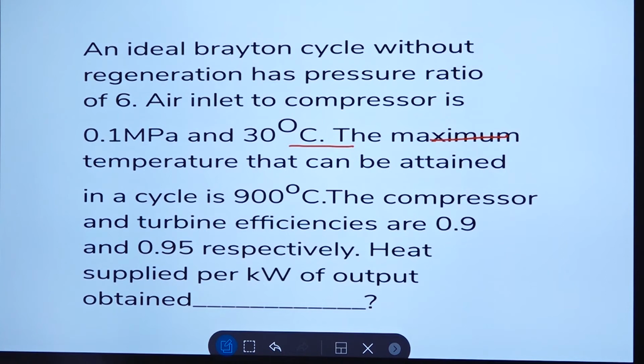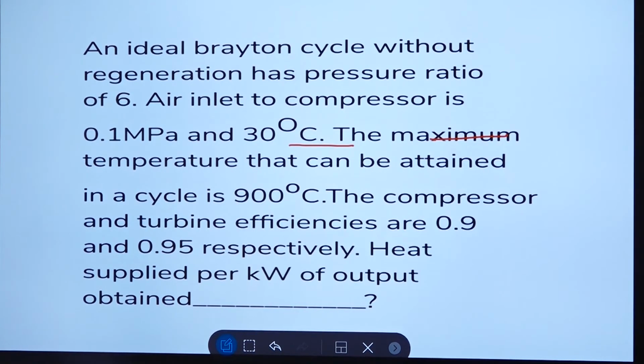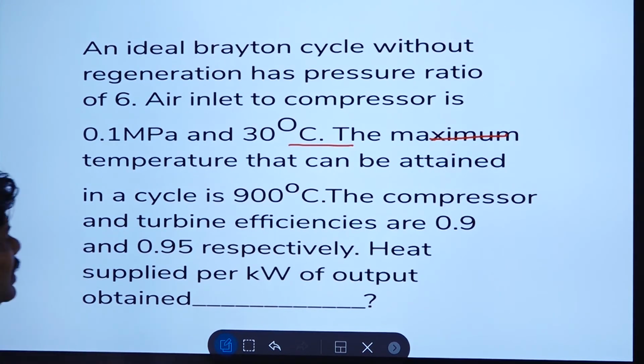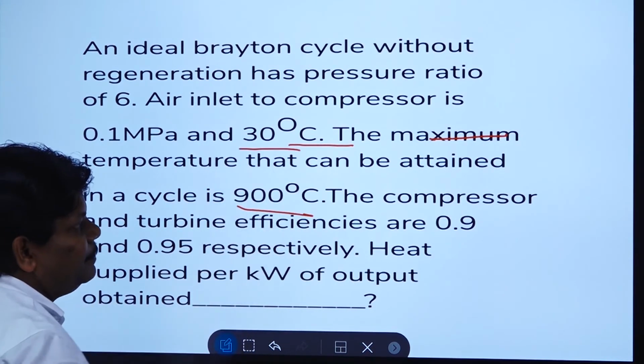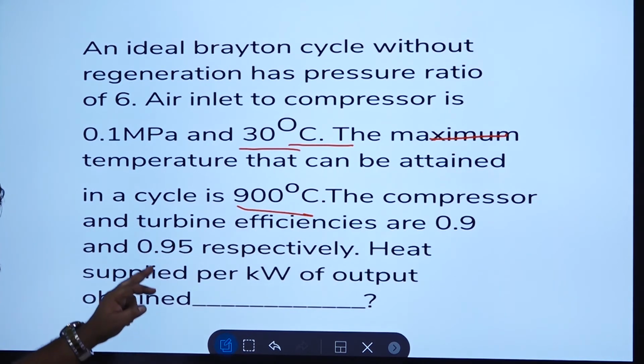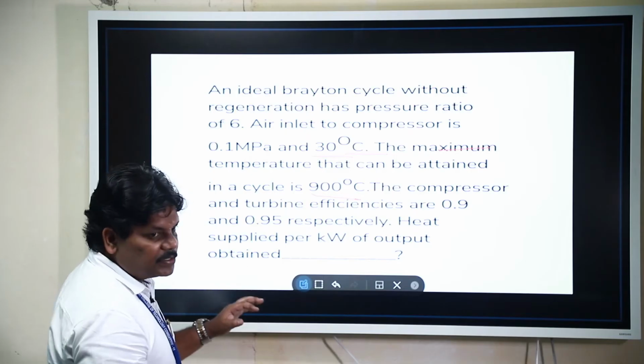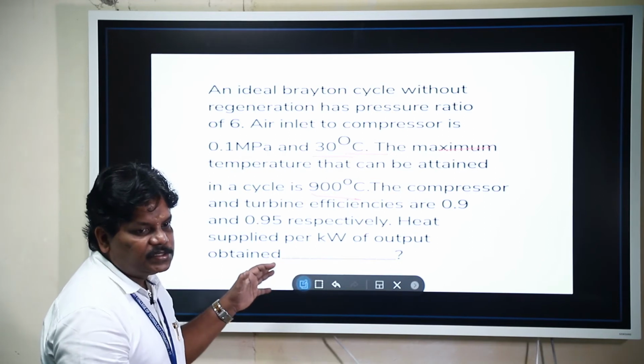Okay. An ideal Brayton cycle without regeneration has pressure ratio of 6. So air inlet to the compressor is 0.1 megapascal and 30 degrees centigrade. So the maximum temperature that can be attained in the cycle is around 900 degrees centigrade. So the compressor and the turbine efficiencies are given to you. So the actual efficiencies are given now.